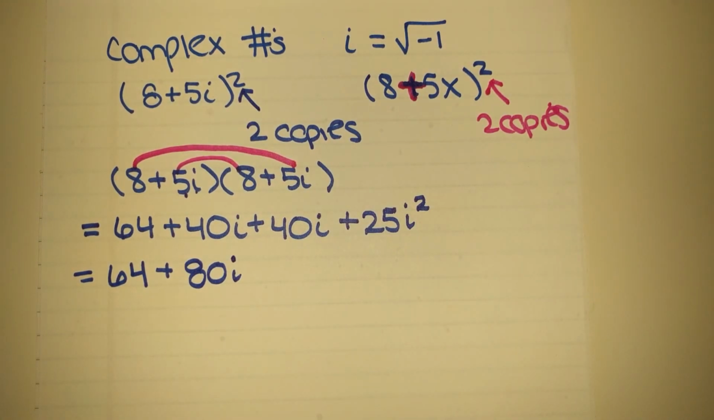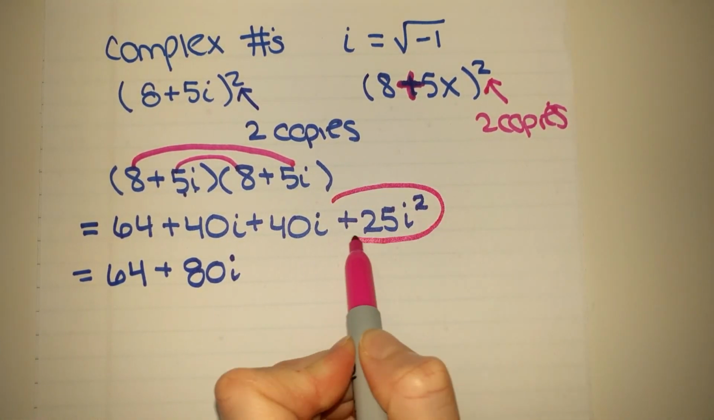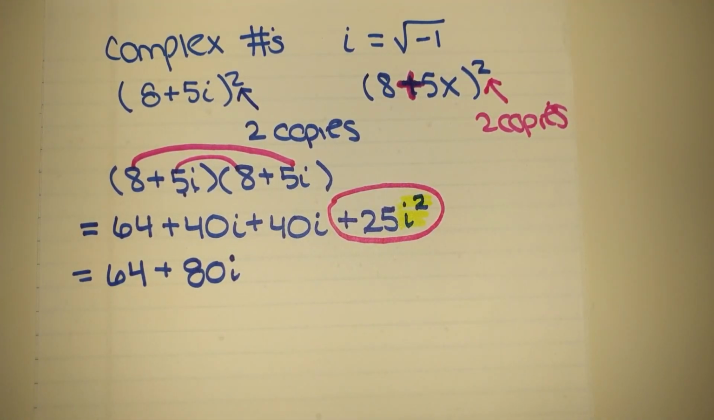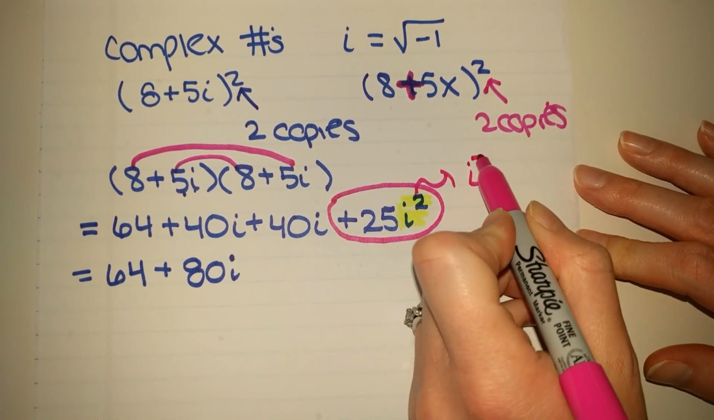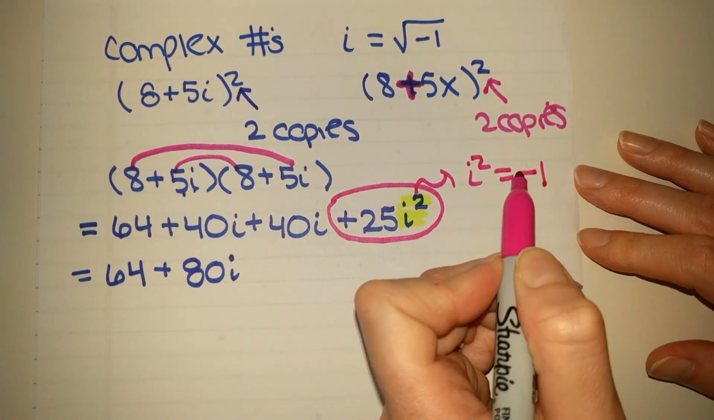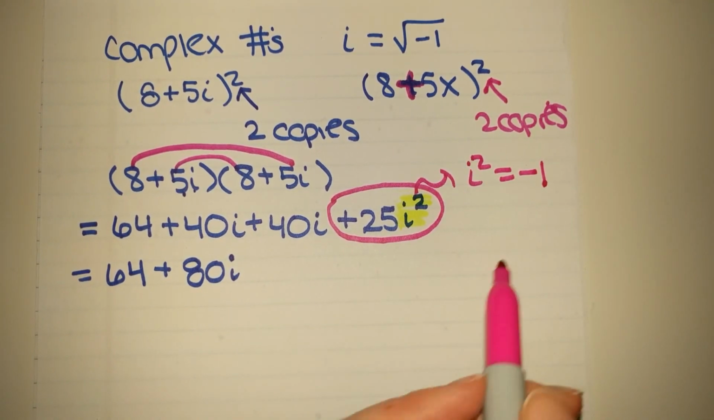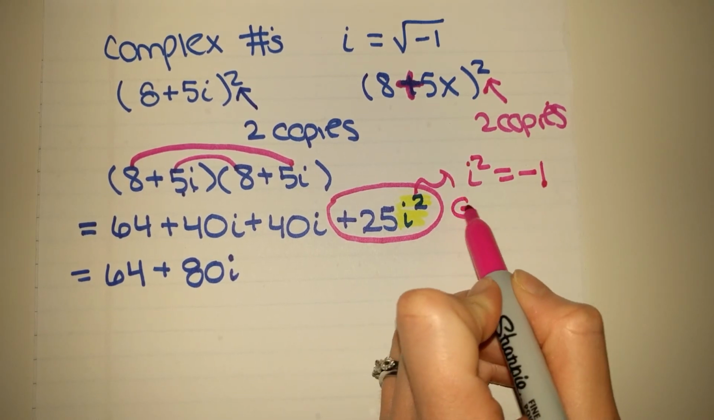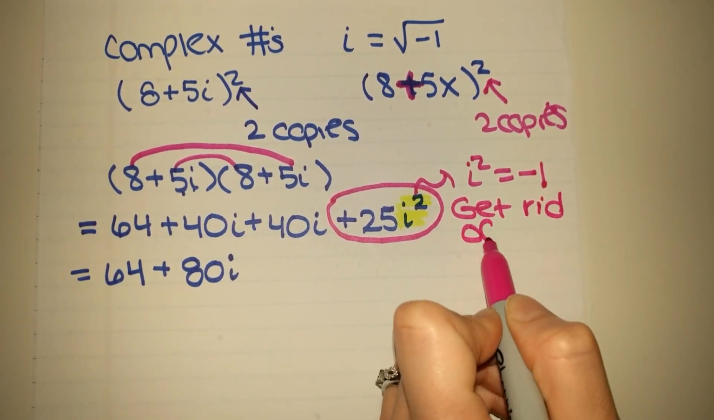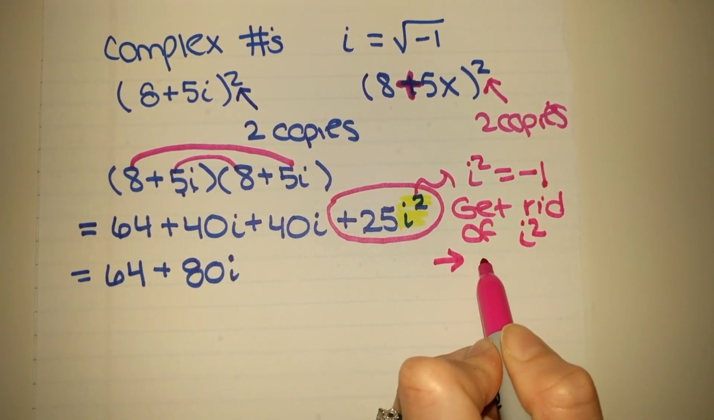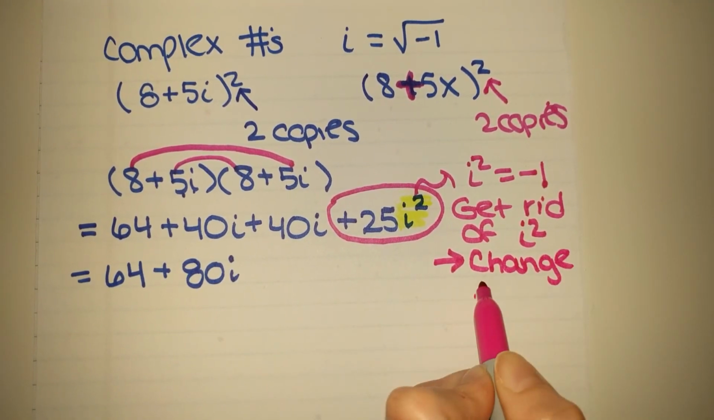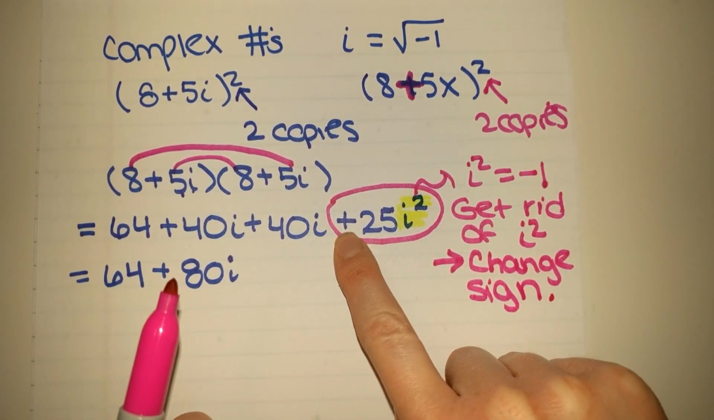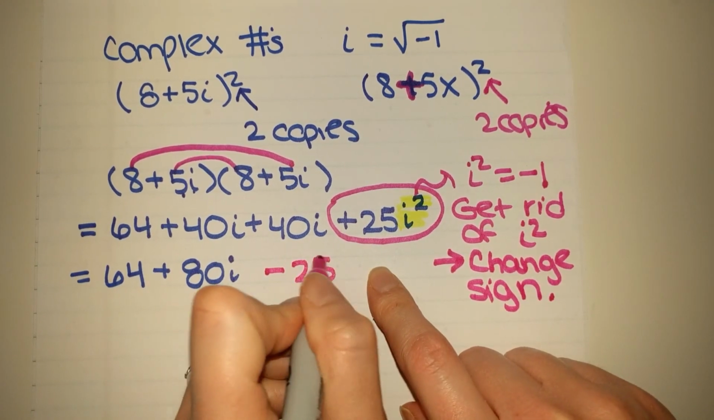Now, this next part is very important. This 25i squared, we need to get rid of i squared. And the way we do that is we use the fact that i squared is equal to -1. And really, when I think about this, I just think i squared is equal to -1. And so if you multiply anything by -1, you're changing the sign. So getting rid of i squared is going to be the same as changing the sign of whatever is in front of the i squared. So when you get rid of i squared, you're going to change this positive into a -25.